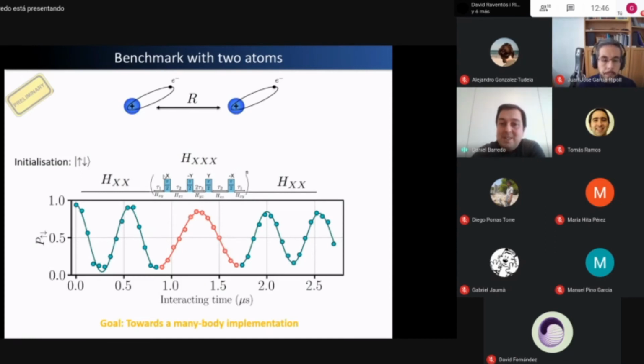Okay, so this is just the thing that I can show you for now, because now what we're going to do, of course, is to try to scale up the system. We want to go to a many-body implementation of this to see how it scales and how easy it is to perform experiments with this technique.